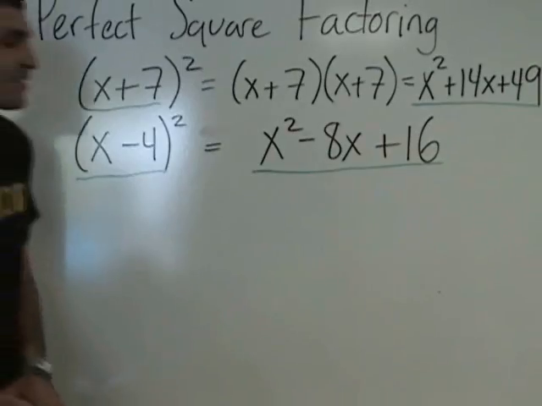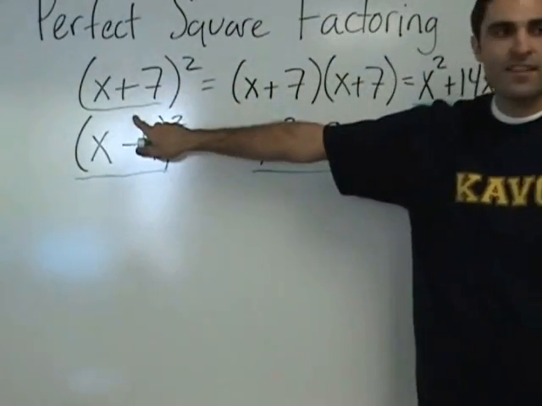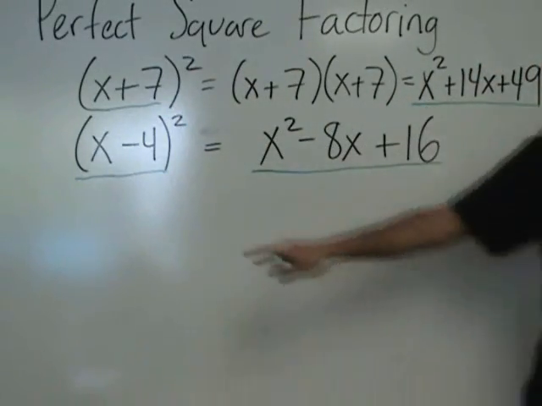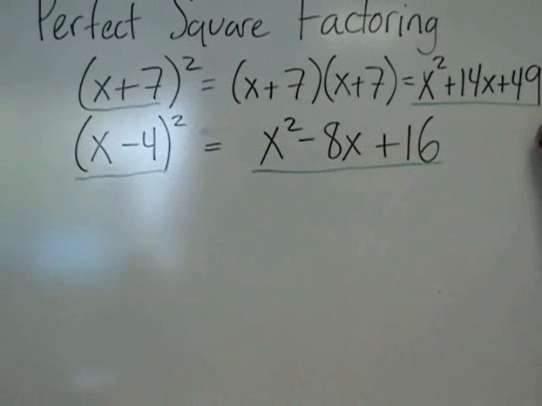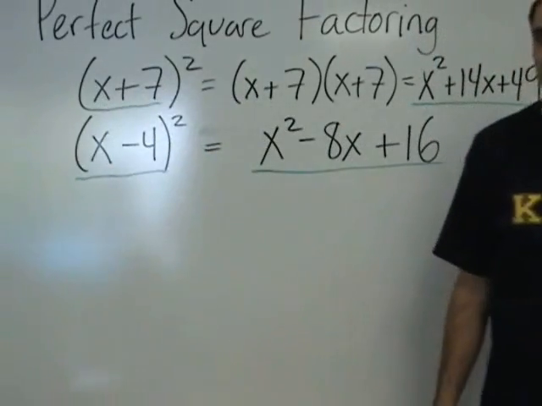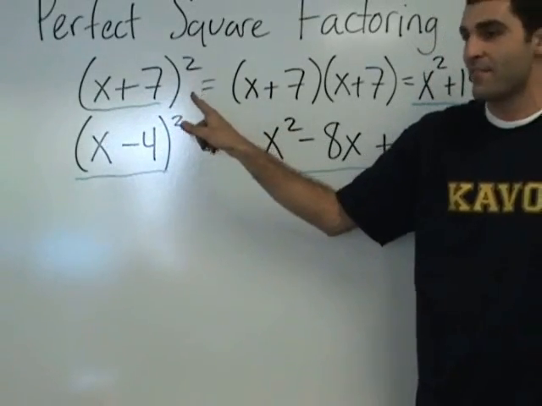Good. So basically, when it's in factored form, the answer will be first term squared, and then the last term will be last term squared. And the middle one will be 2 times this times this. Always? Always.